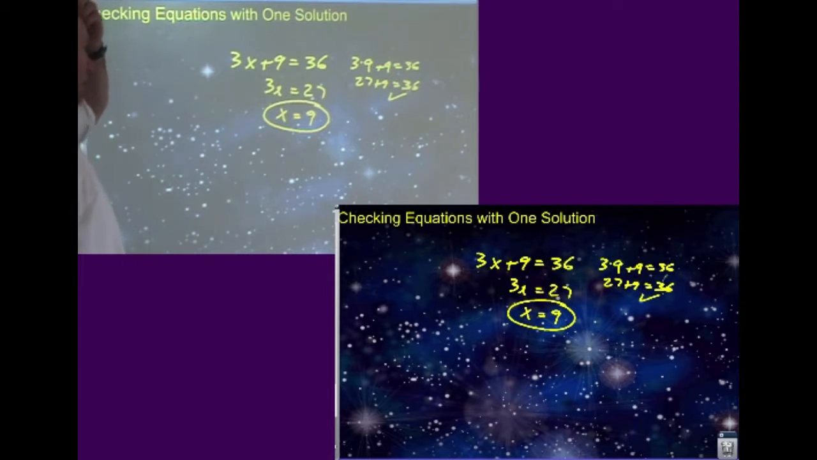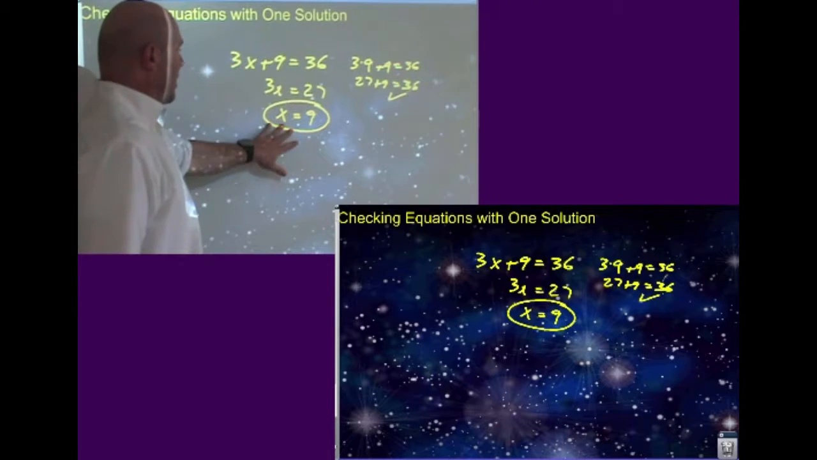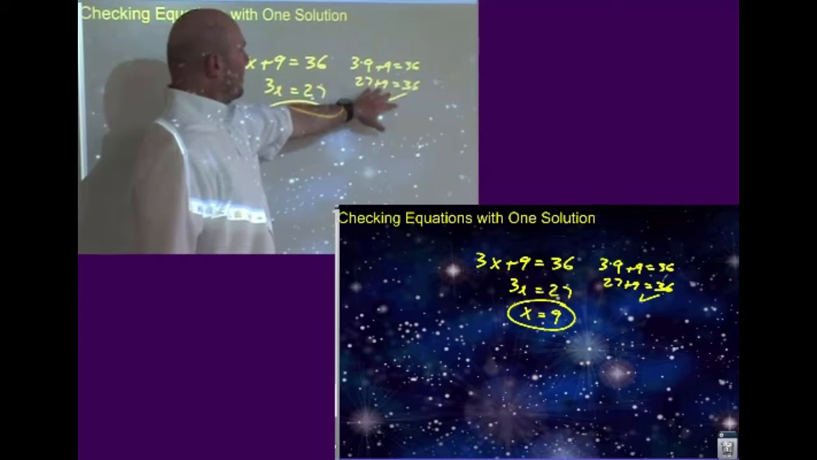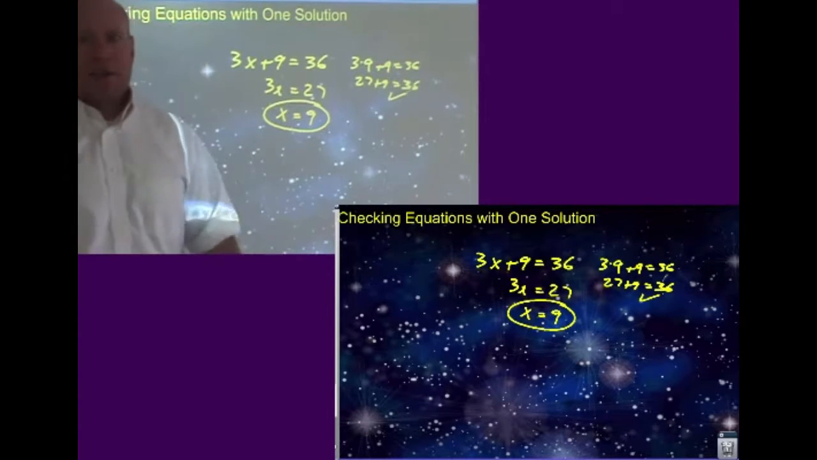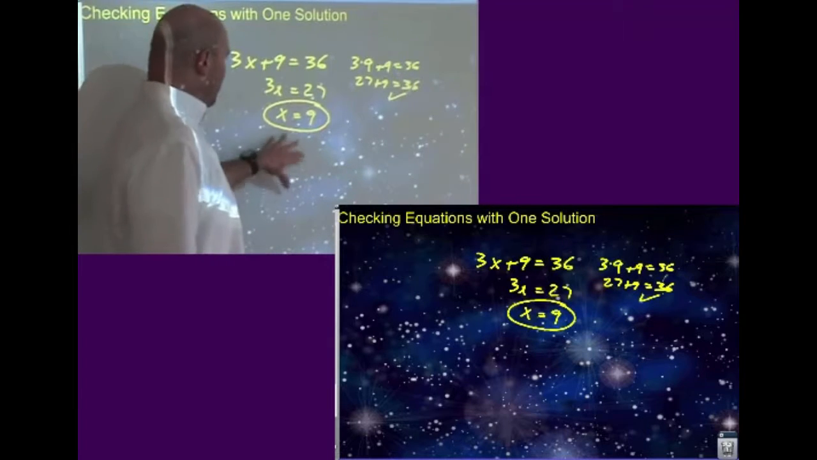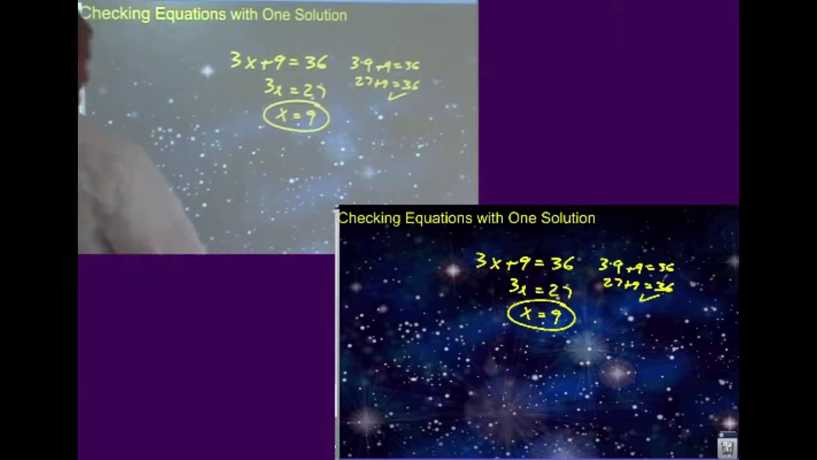That's generally the format I want it in too. You should have your original equation written down, any work that needs to go on. You should have your answer circled, and then it should be plugged in. Some students put it below, some students put it over here. Doesn't matter to me which one it is. If you do put it below, circling the answer is important. So if you have one solution, you check it.